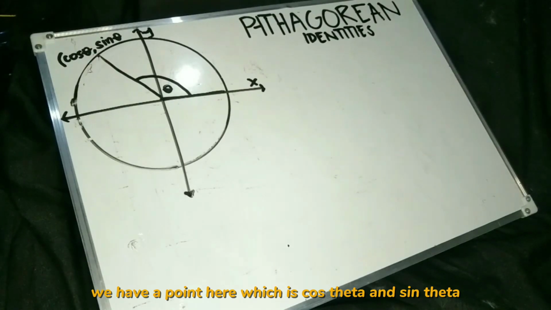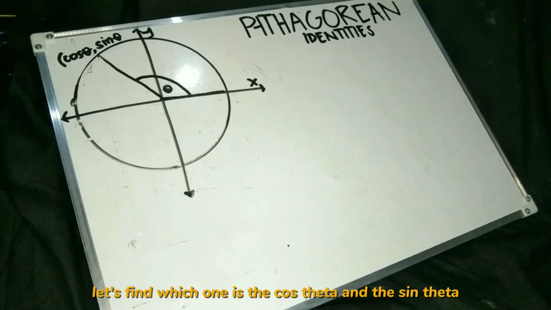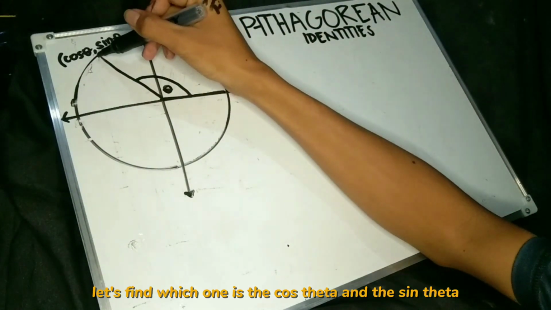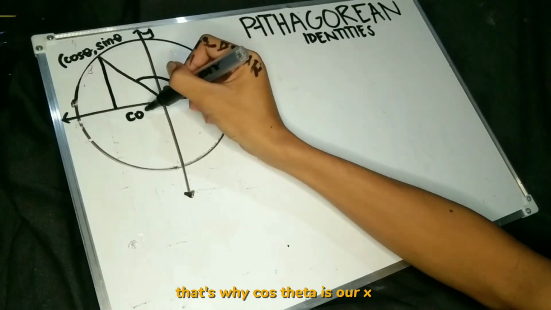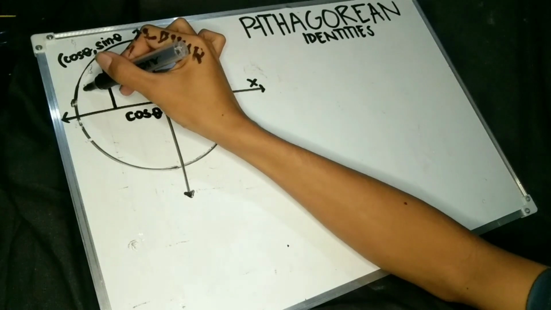We have a point here which is cos theta and sin theta. Let's find which one is the cos theta and the sin theta. Remember that in quadrant 2 we have the x and y. That's why cos theta is our x, and sin theta is our y.